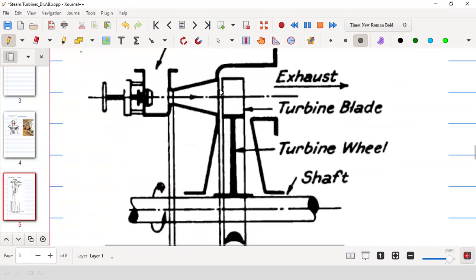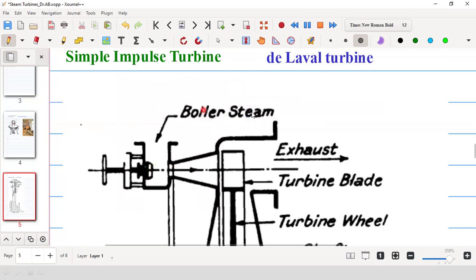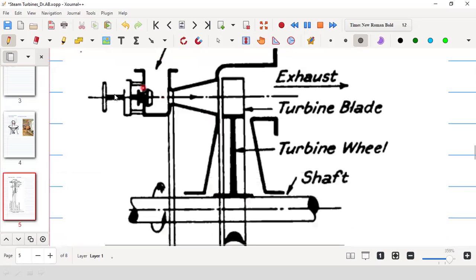Now let us try to see. This is the nozzle. And here you see that there is a valve. This is the valve seat, and this valve can close this path, and therefore the steam that is coming from the boiler can be stopped. So here the boiler steam is coming through this valve, but if the valve is closed, then the steam will be stopped. Okay, so that is a valve.